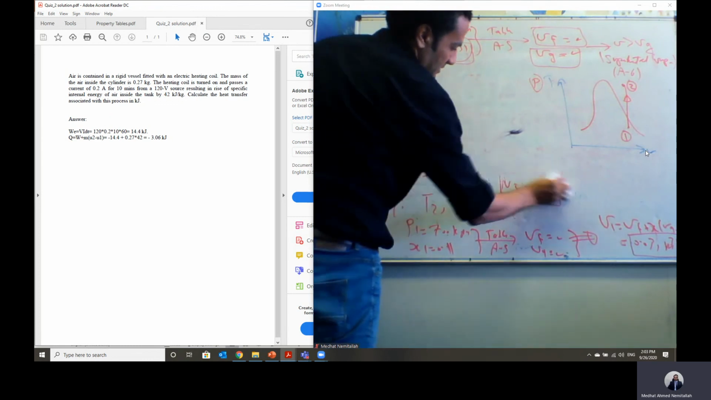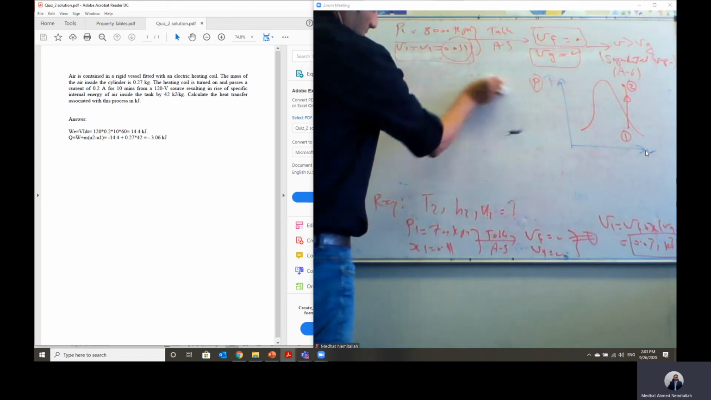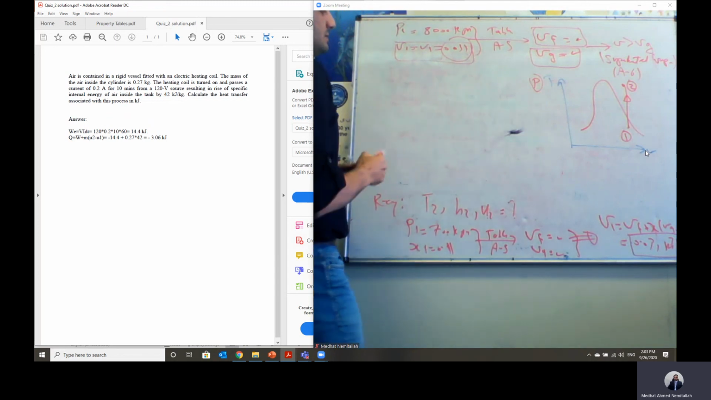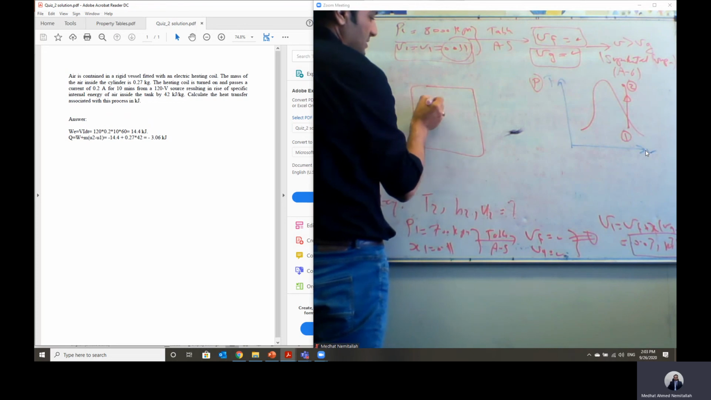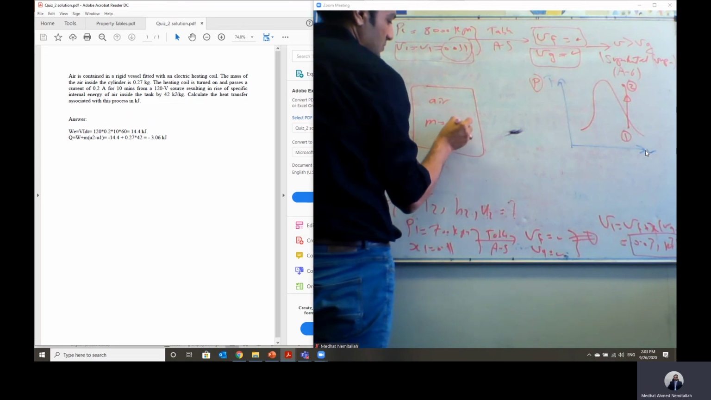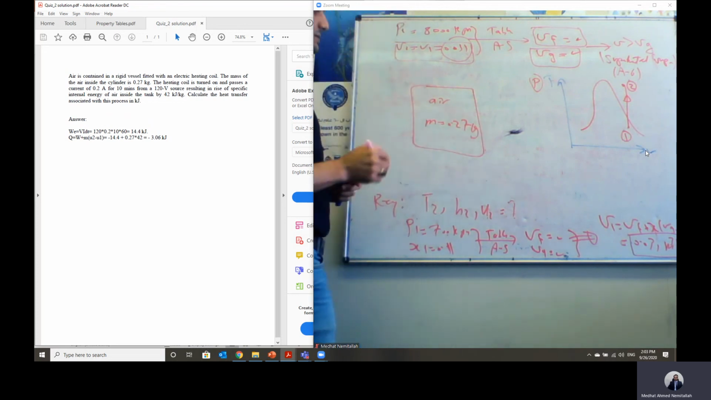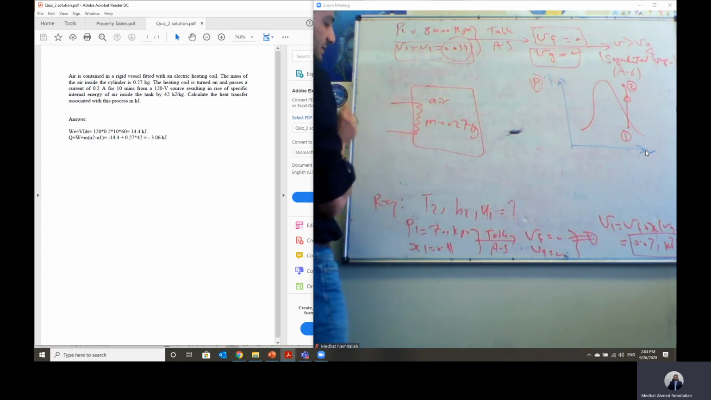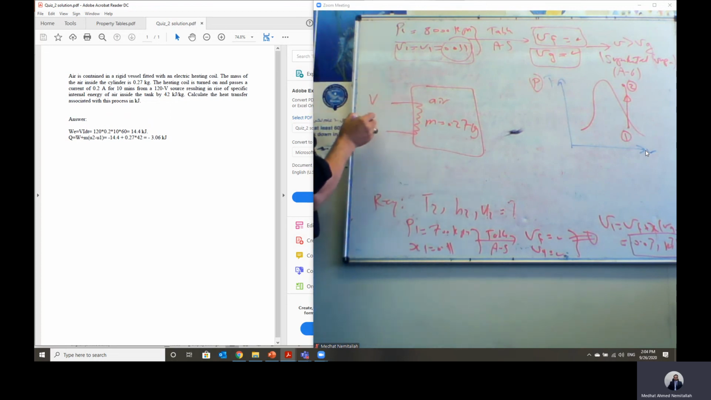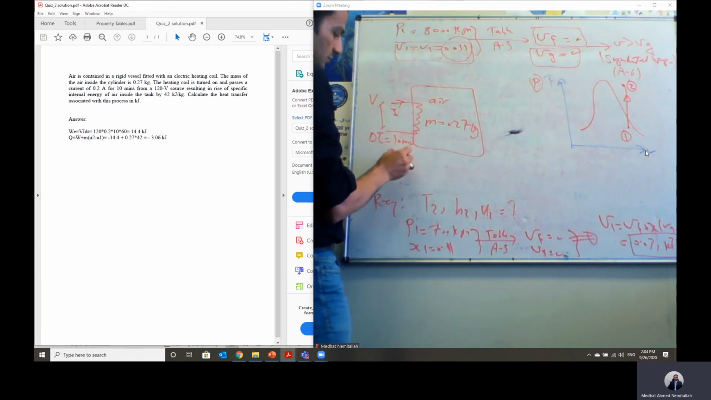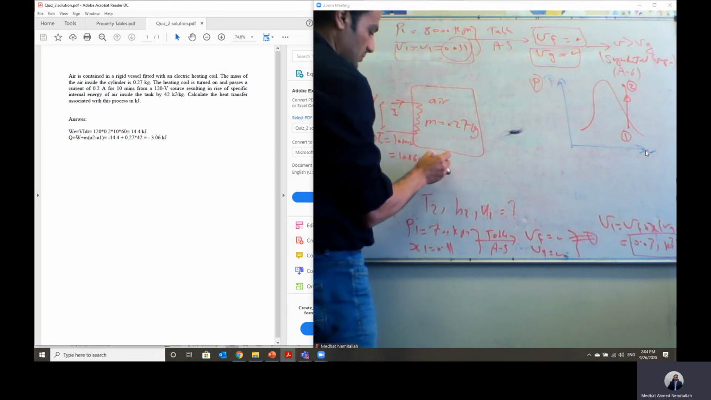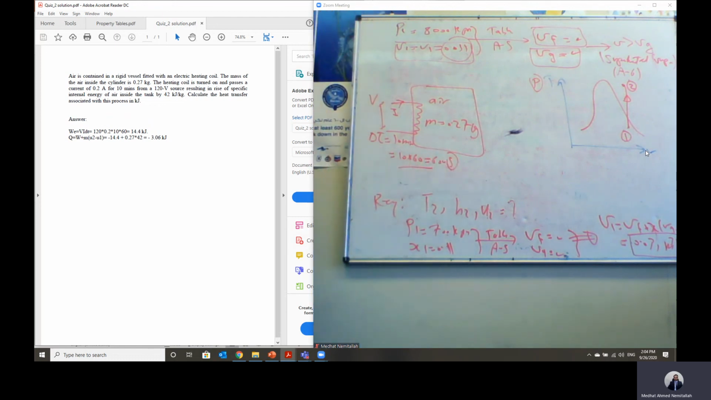So, we have a rigid container containing air. The mass of the air is given as 0.27 kilogram. To heat up this air, we have an electric heating coil. The volt is given across the circuit, the current is given, and they give you the time delta T. 10 minutes equals 10 multiplied by 60, so it equals 600 seconds. This is the time.